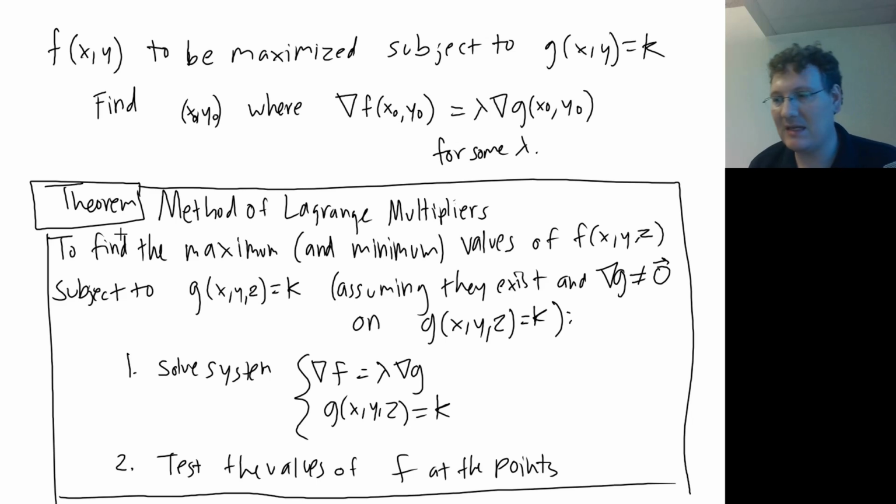A point to be made is we don't really care about what lambda is. In the end, you will sometimes solve and get lambda, but you don't need to find the value of lambda. You need to find the x and the y and the z, or just x and y if it's a function of 2 variables. So here's some examples.